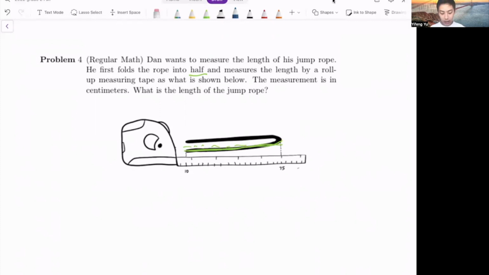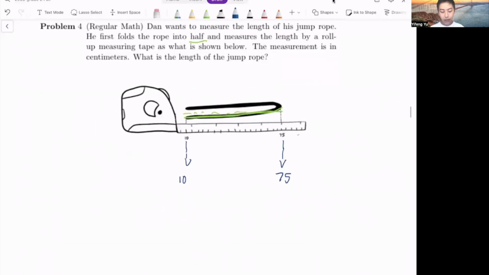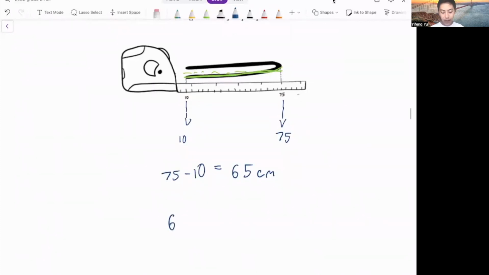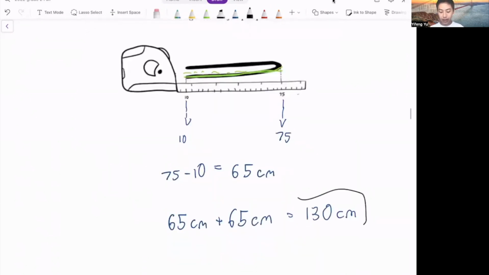So as we can see here, this part is 10, while this part is 75. So if we subtract 10 from 75, it gives us 65 centimeters. And if we add 65 centimeters to another 65 centimeters, because what we're measuring is the full length of the rope and not just half, this would give us 130 centimeters. So therefore, the measurement of this rope is 130 centimeters long.